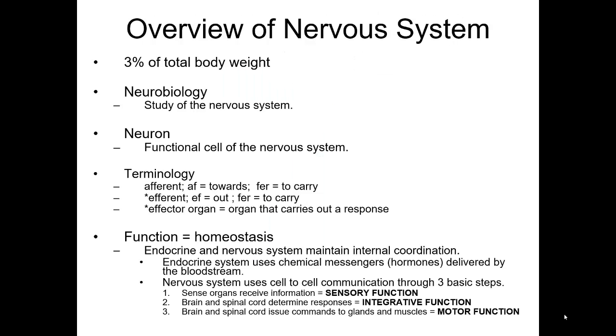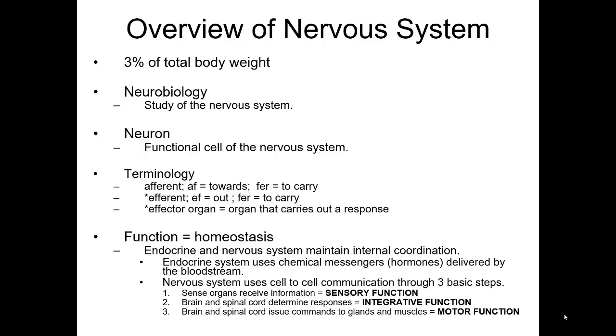In terms of body weight, the nervous system does not take up a lot. It only takes up about 3% of the total body weight. The subcategory of biology that deals with the nervous system is called neurobiology, and you would see a neurologist when you have disorders of the nervous system. If you have to have surgery of the nervous system or the brain, you would see a neurosurgeon.